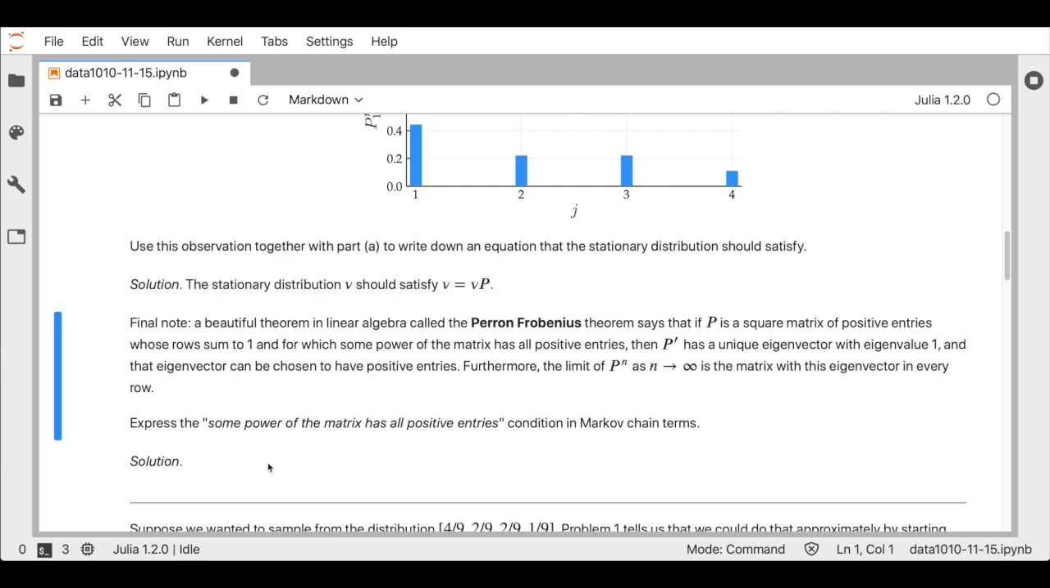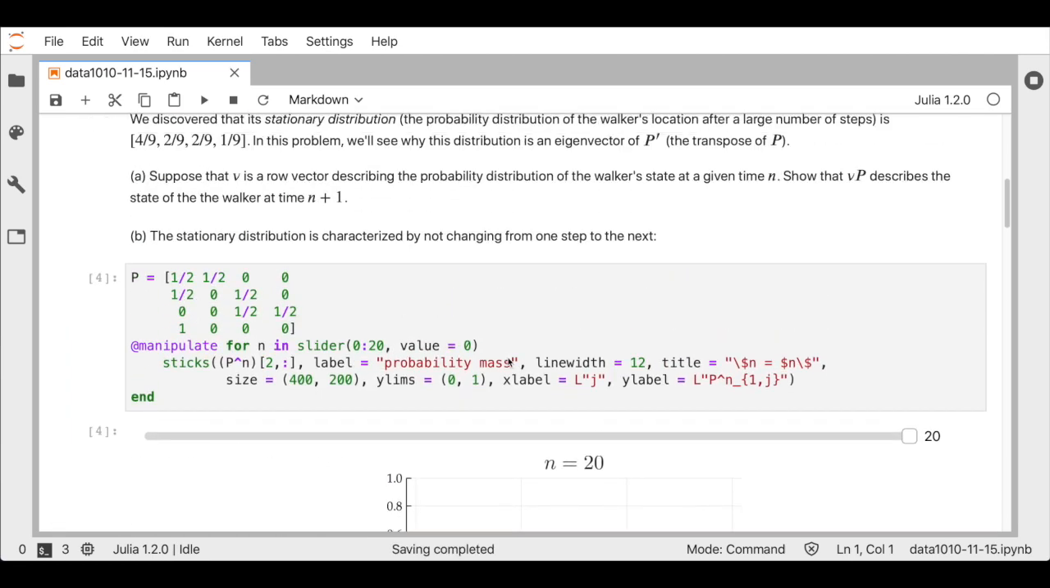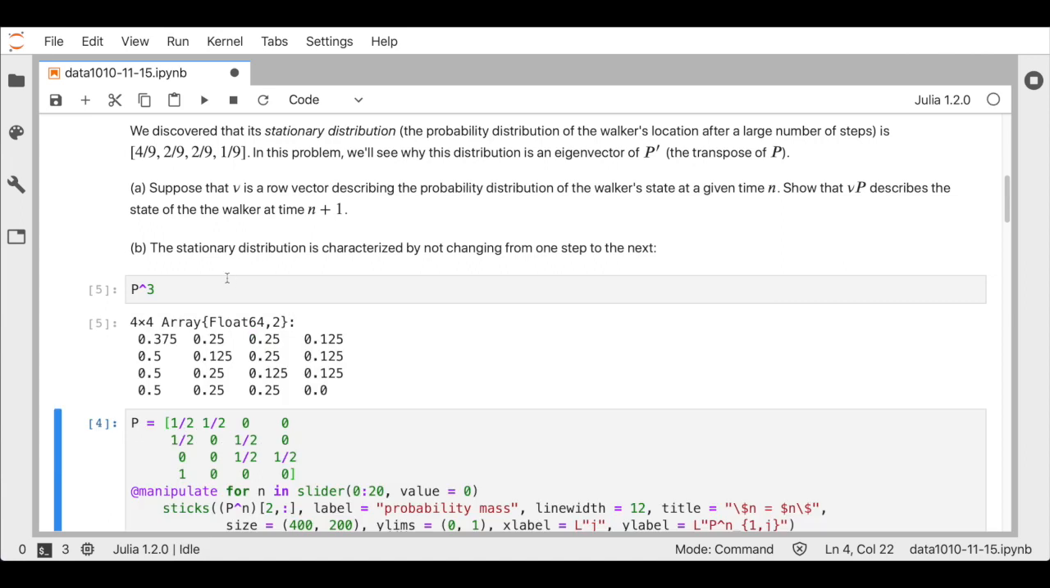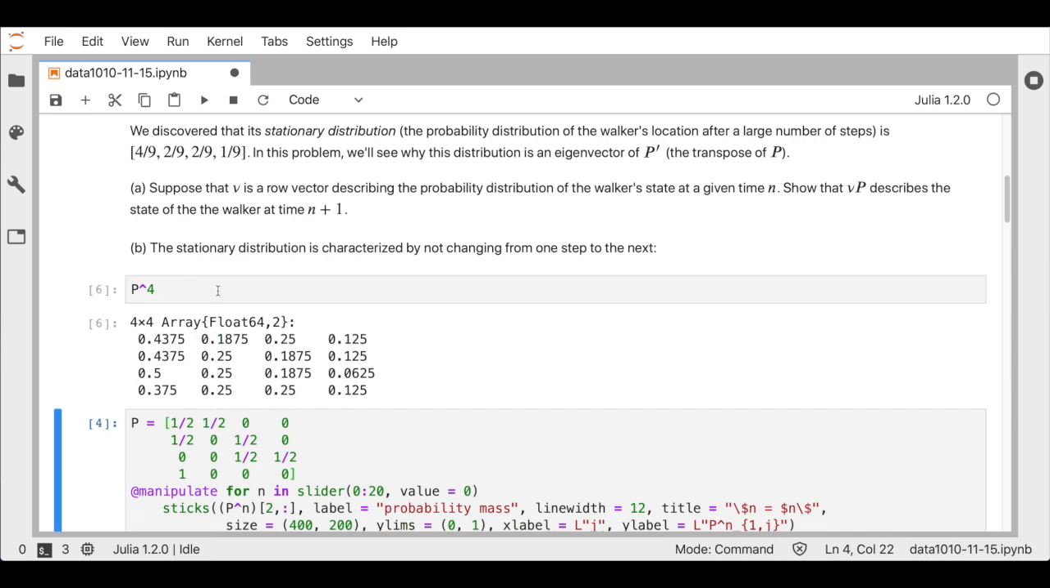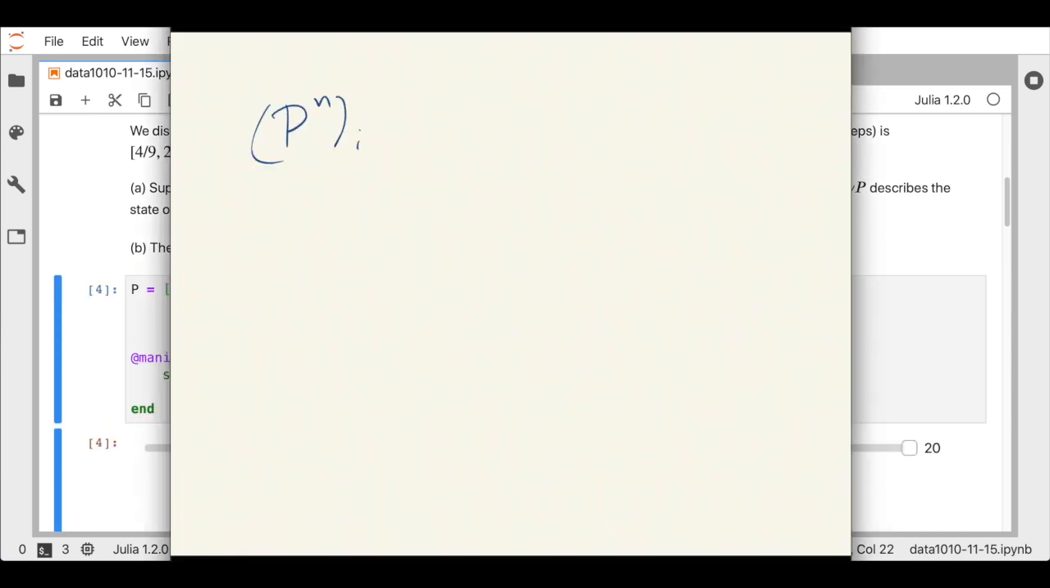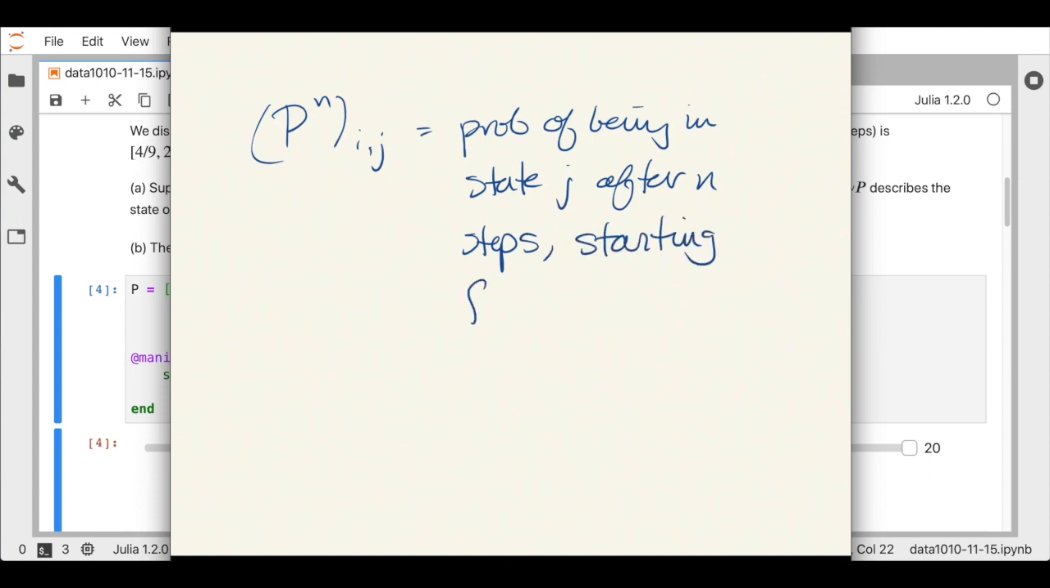And the condition this theorem requires, aside from ones that are going to be satisfied automatically in our context, is that some power of the matrix has all positive entries. So for example, with this P, we can compute that P cubed still has a 0 entry in it, but P to the 4th has all positive entries. And to interpret that fact in the Markov chain context, what we need to do is remember that the ijth entry of P to the n is the probability of being in state j after n steps starting from i.